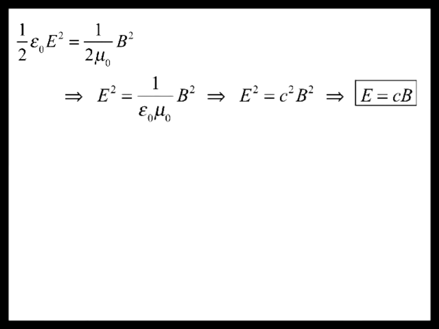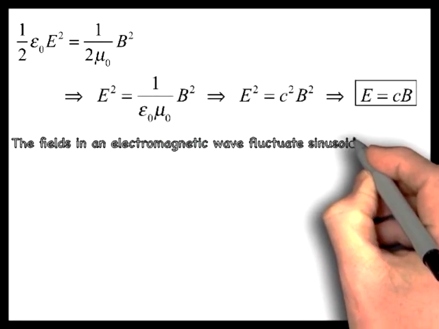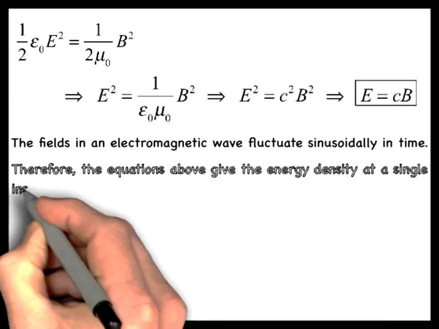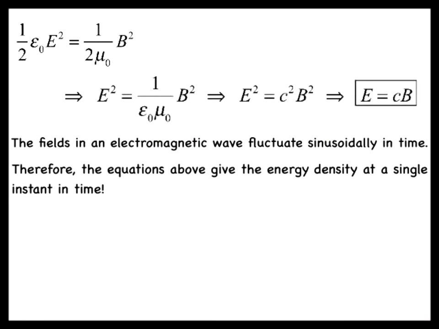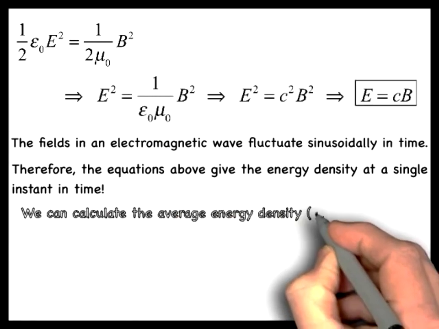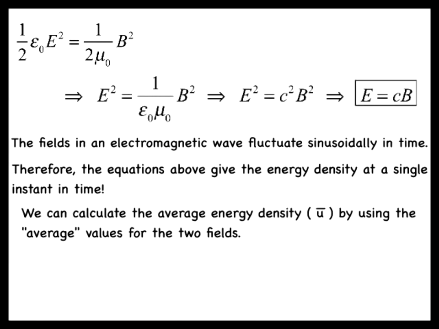As an electromagnetic wave propagates, the electric and magnetic fields fluctuate sinusoidally in time. Therefore, the equations above give the energy density of the wave at a single instant in time for those particular values of E and B. However, we can calculate an average energy density of the wave, U average, by using average values for the electric and magnetic fields. In section 20.5, we faced a similar situation for alternating currents and voltages, which also varied sinusoidally. There, we introduced the RMS, or root mean square values for the current and voltage, and we can do the same thing here for the two fields.